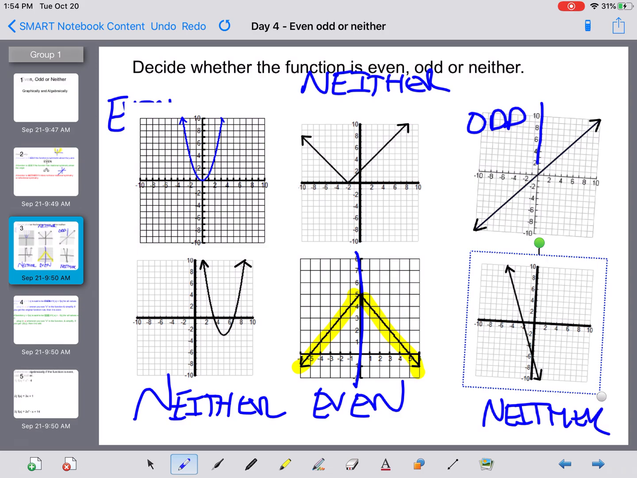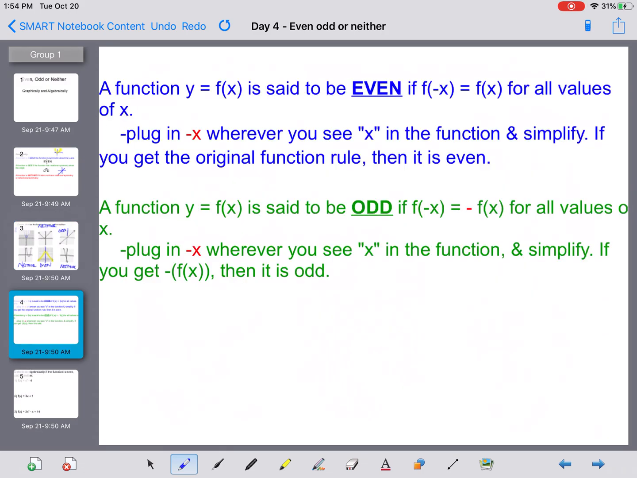Okay, so that's how we want to look at these graphically. If we were looking at these algebraically, what we want to do is plug in -x. For even or odd or neither, you're going to plug in -x. There's no special case for one or the other. And if you get the original function, then you have something that's even. If you get something that is the exact opposite, that means that every sign is changed, then it is an odd function. If you don't get either one of those, then we would say they're neither.